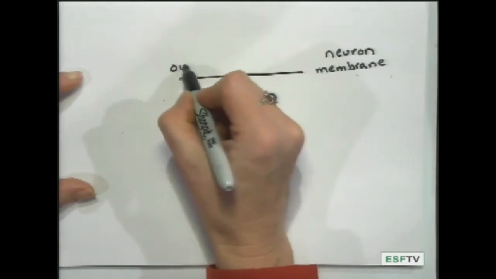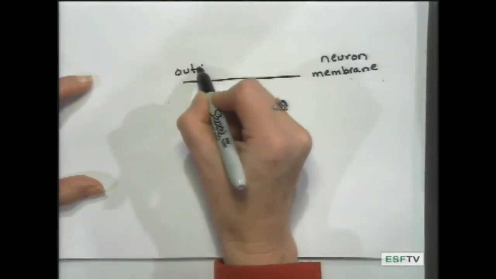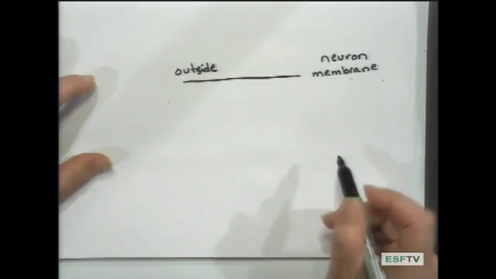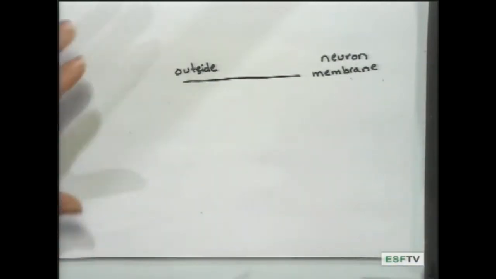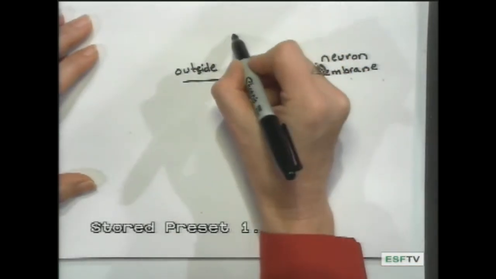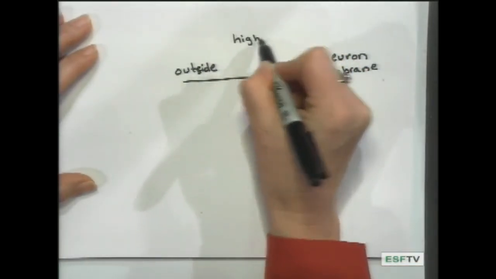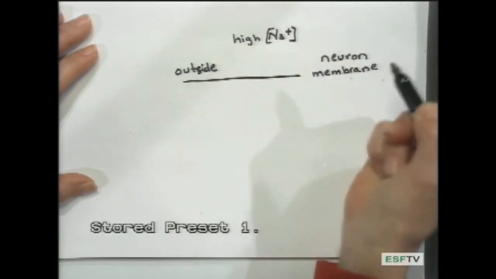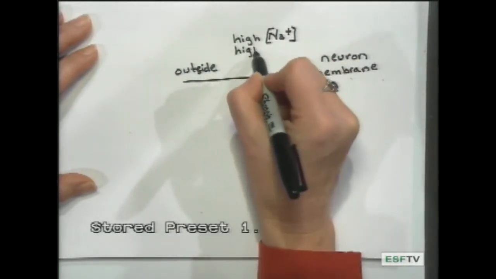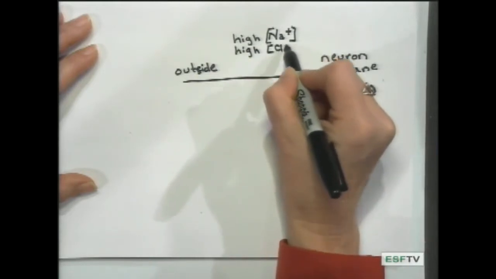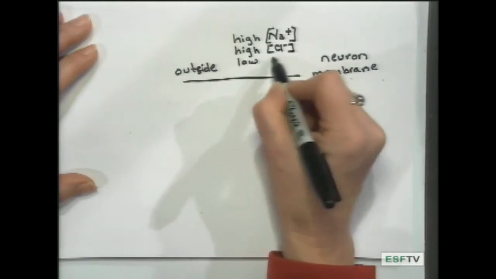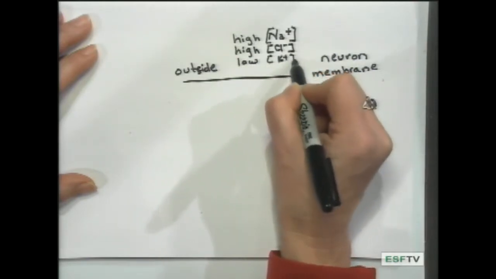On the outside of the cell, you're going to have different concentrations of ions. On the outside of the cell, you're going to have high concentrations of sodium. You're going to have high concentrations of chloride. And you're going to have low concentrations of potassium.